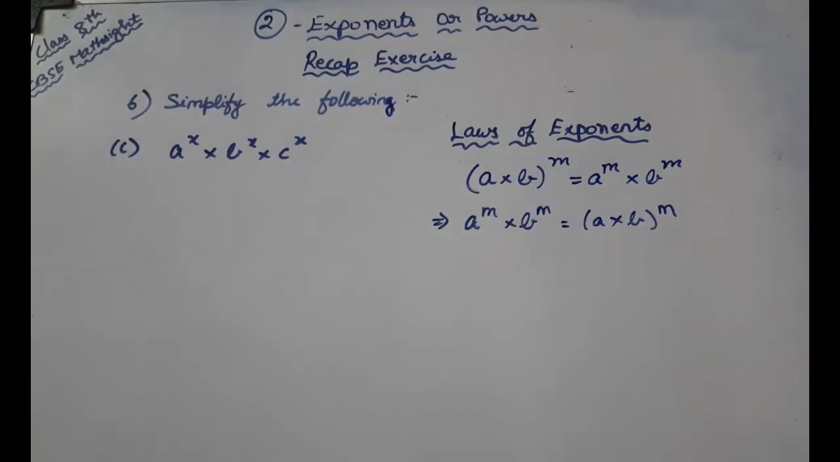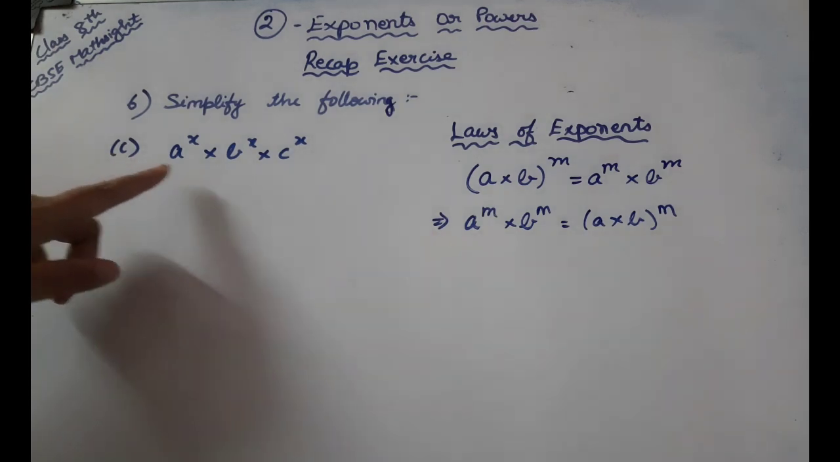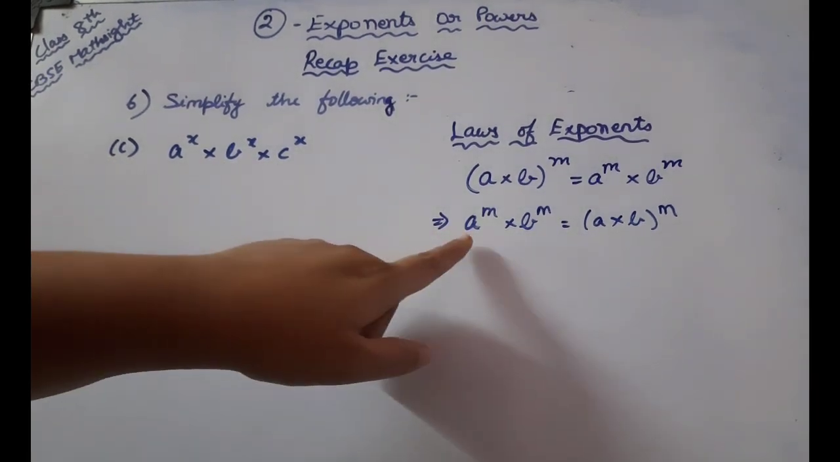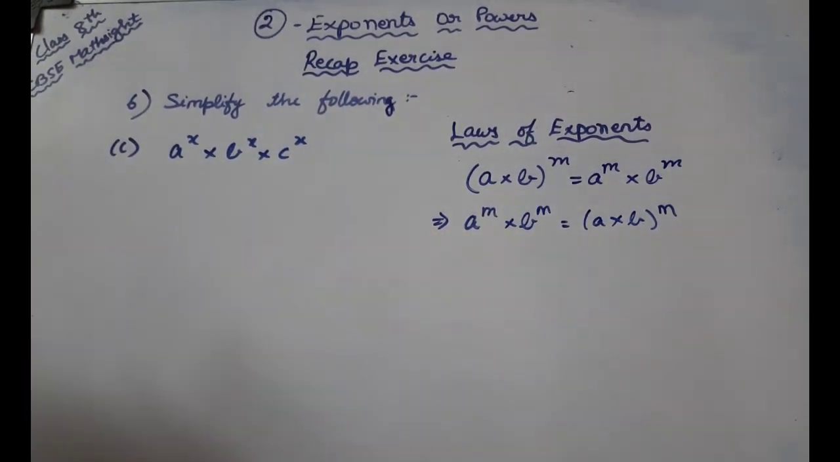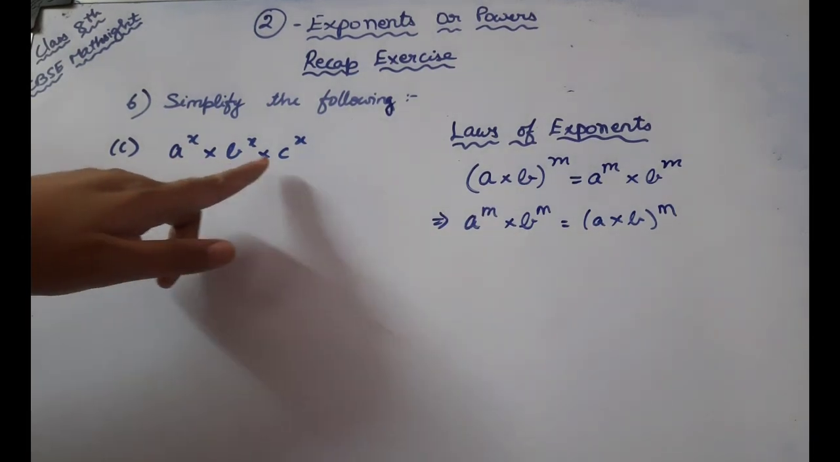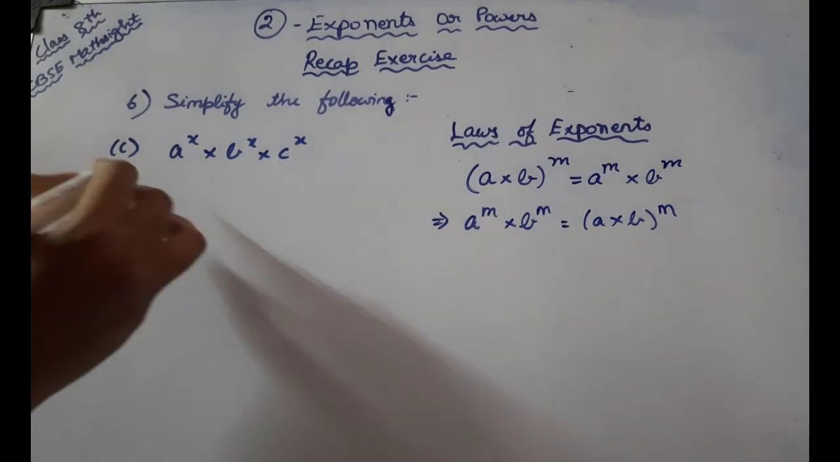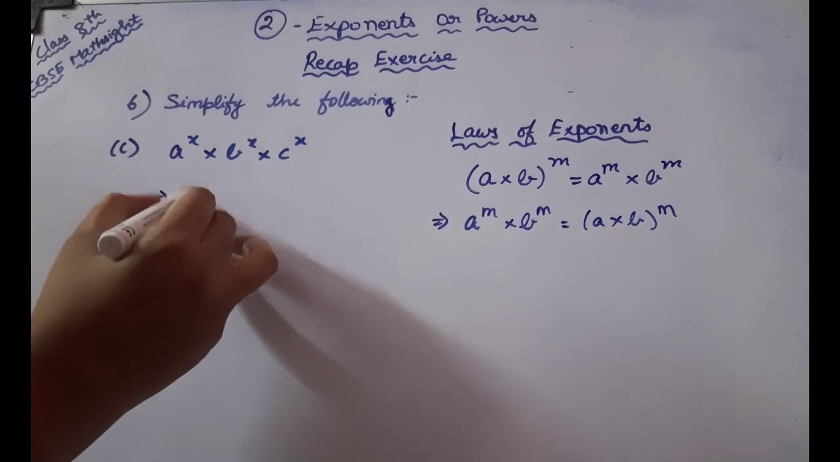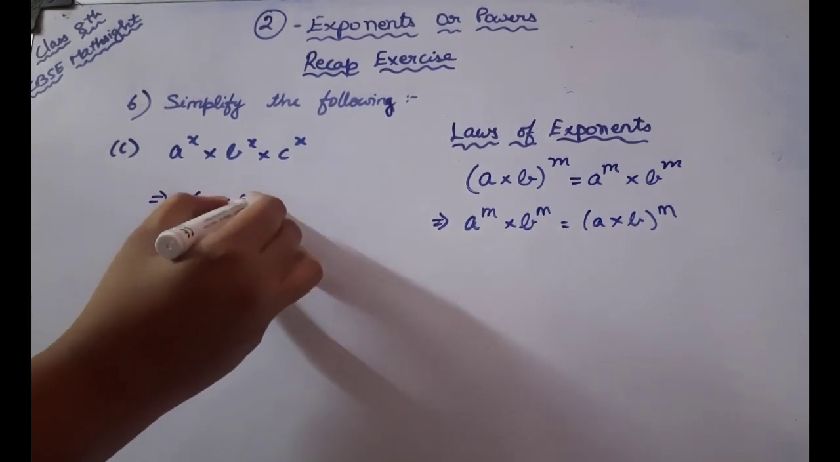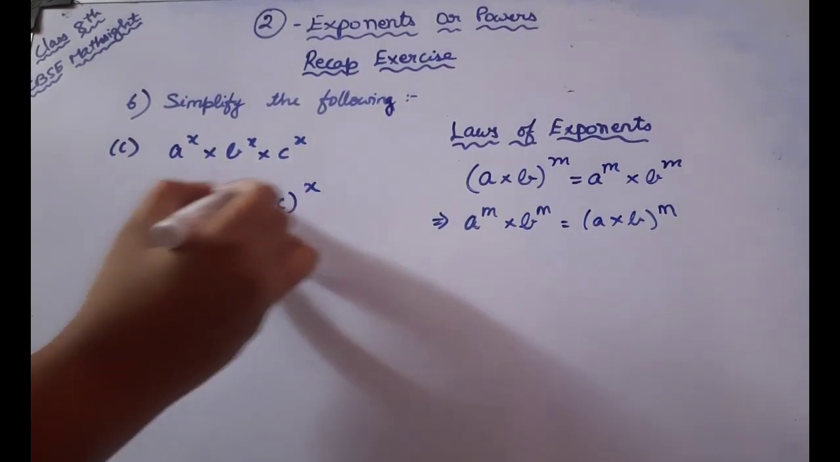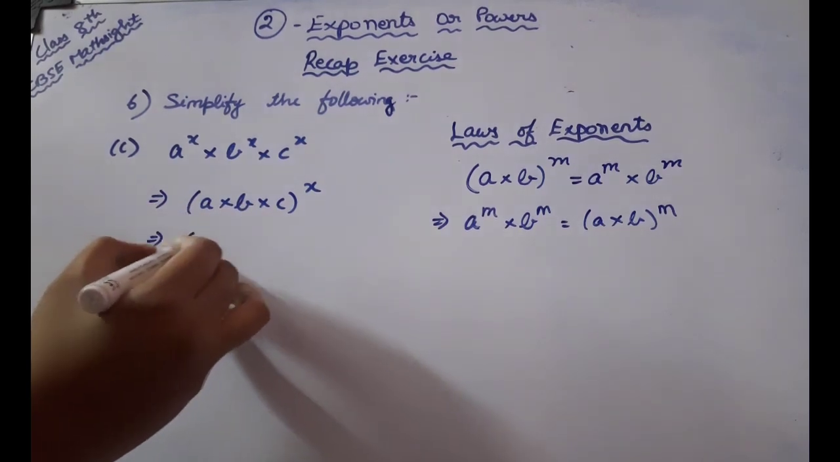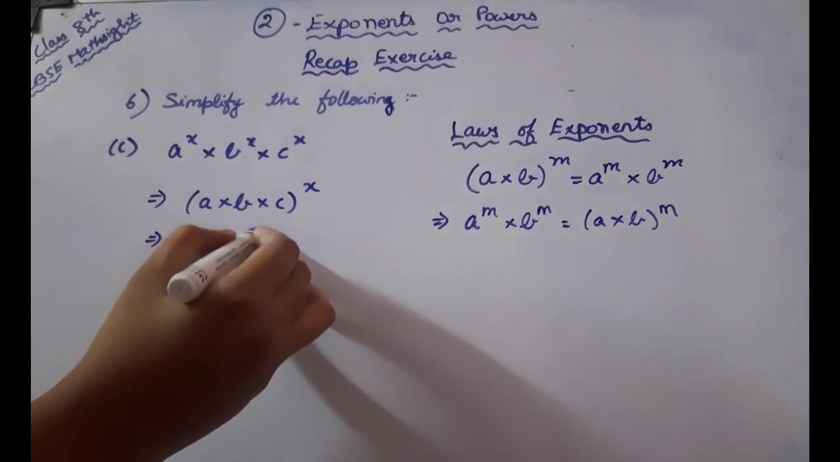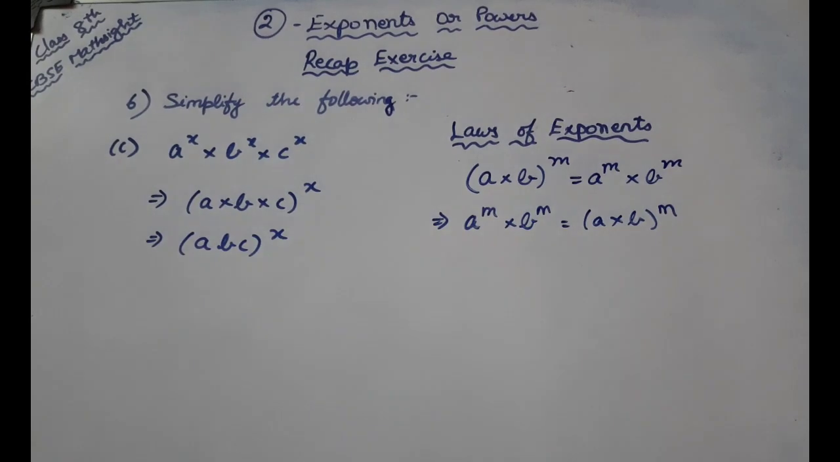We are going to see the third sum, (c), a to the power of x into b to the power of x into c to the power of x. So we have three variables multiplied over here. We can use the same format still. We can multiply a into b into c and write it as whole to the power of x. So this can be written as (a into b into c) whole to the power of x, or simply written as (abc) whole to the power of x.